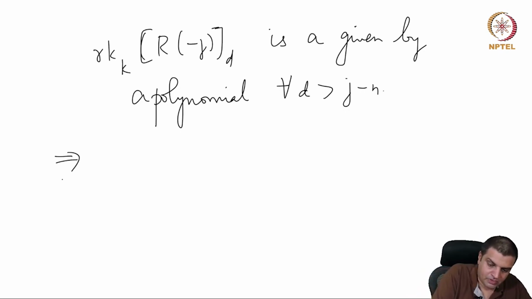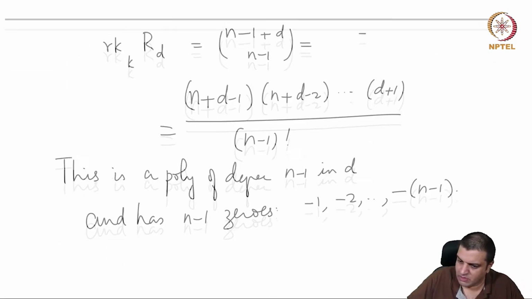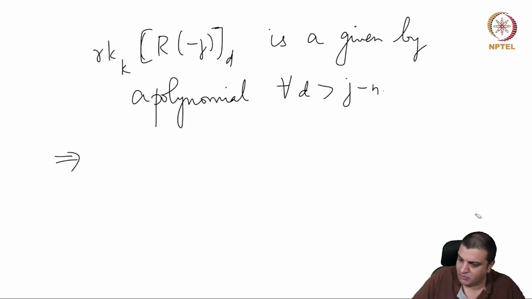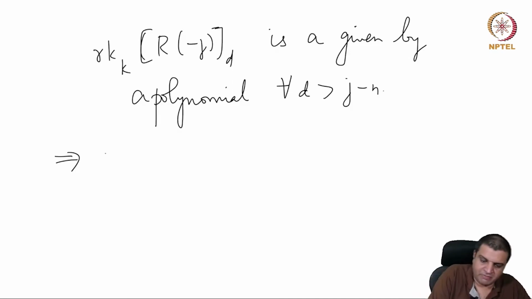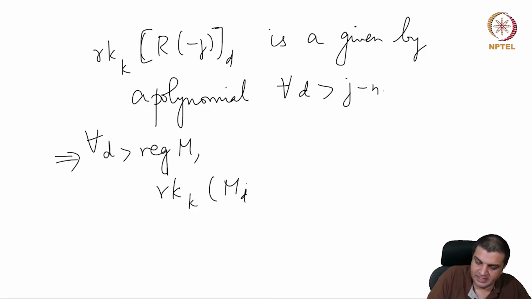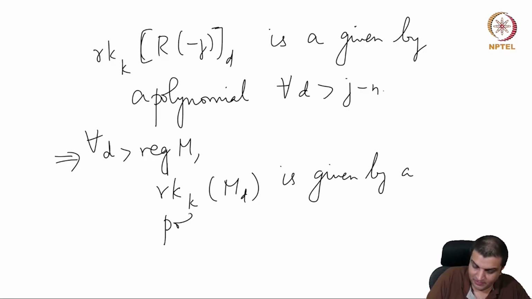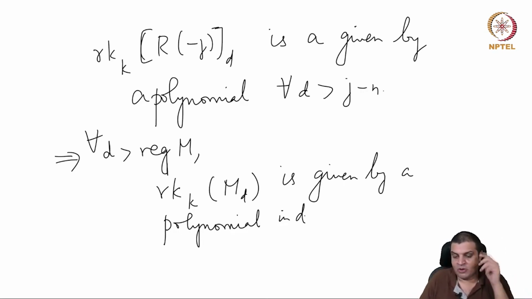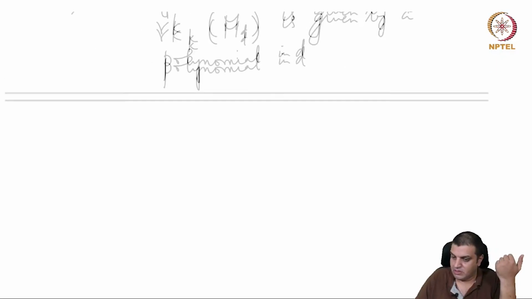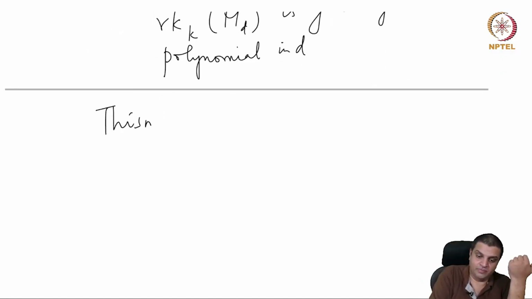Okay. So therefore, remember we got this condition because D is greater than the regularity of M. Therefore, for all D greater than the regularity of M, the rank over K of M in degree D is given by a polynomial in D. But if there is a polynomial that gives it for every value greater than this, then it must be equal to the Hilbert polynomial.